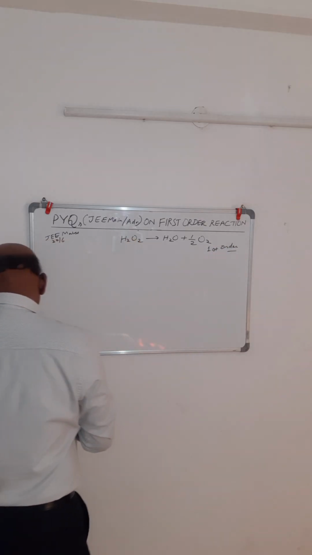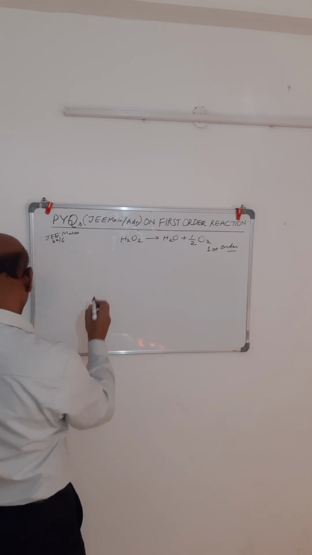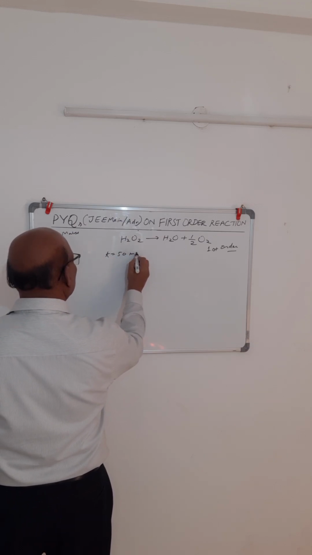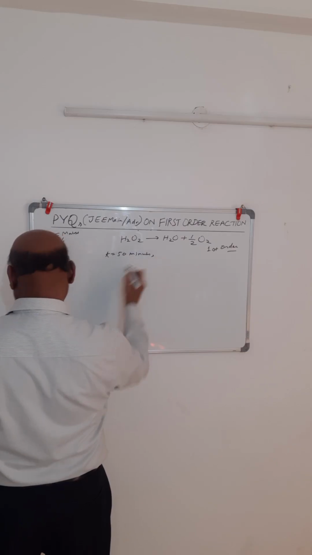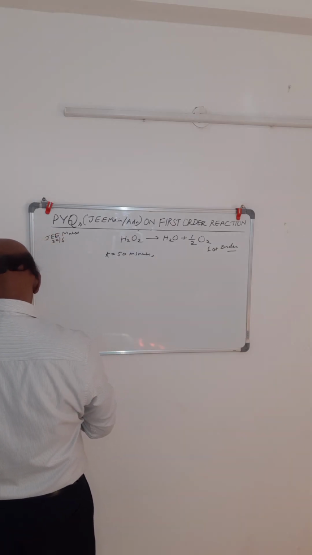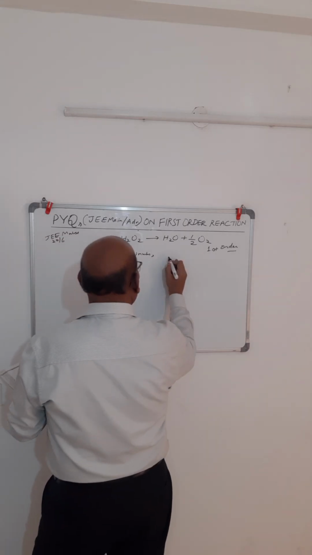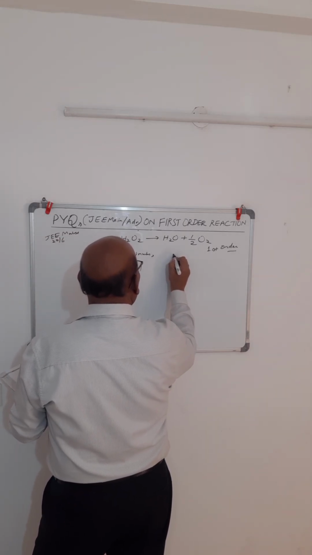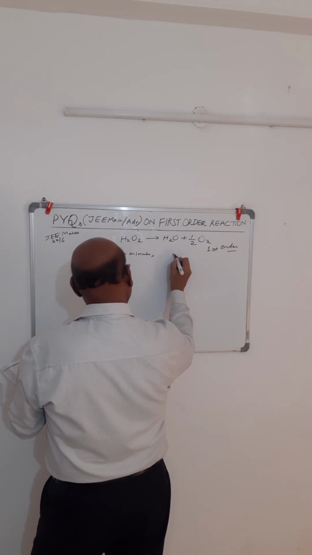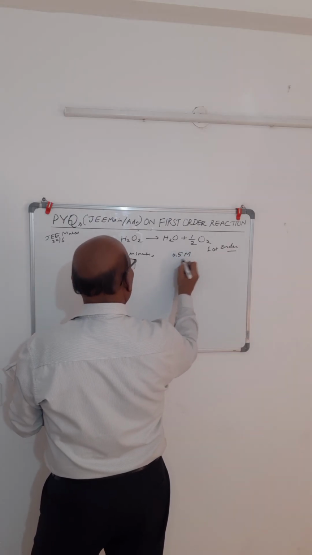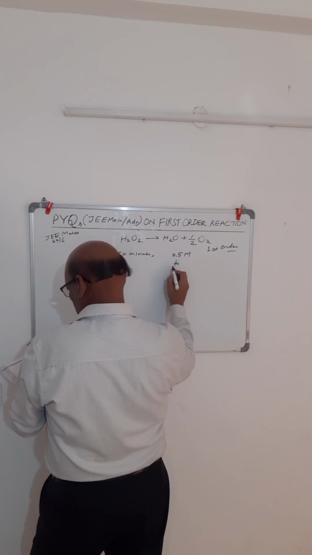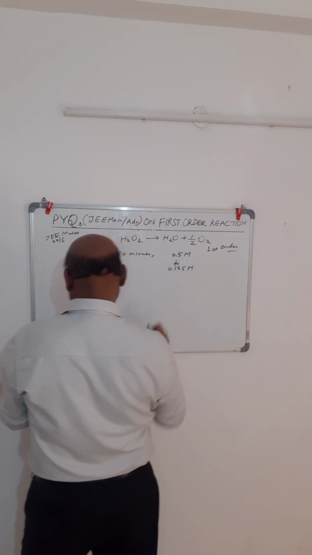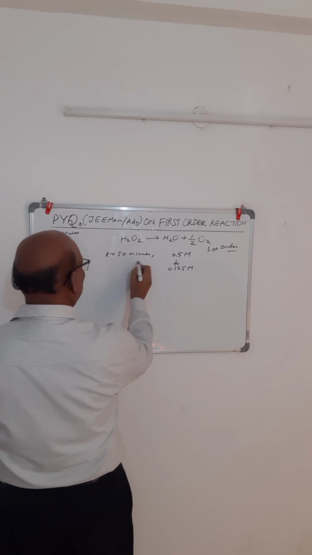Okay, and then it is given that in 50 minutes, means when time is 50 minutes, in 50 minutes the concentration of H2O2 decreases from initial concentration, that is initial concentration is 0.5 mole per liter to final concentration of 0.125 moles per liter in 50 minutes.